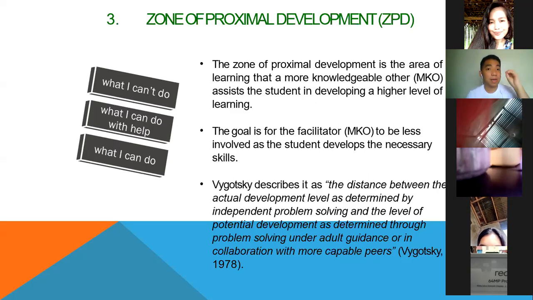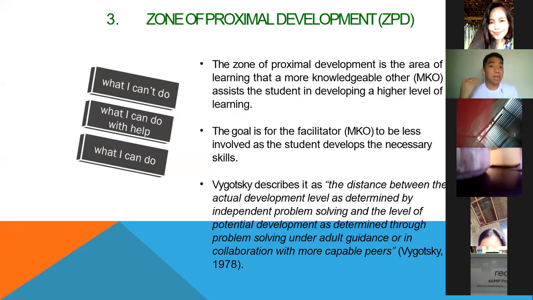Why? Because in that assistance, in that time when you help the person, that is where learning occurs. That is called the zone of proximal development. So, at that time when you help, the learning is there. So the goal is for the facilitator to be less involved as the student develops the necessary skills.